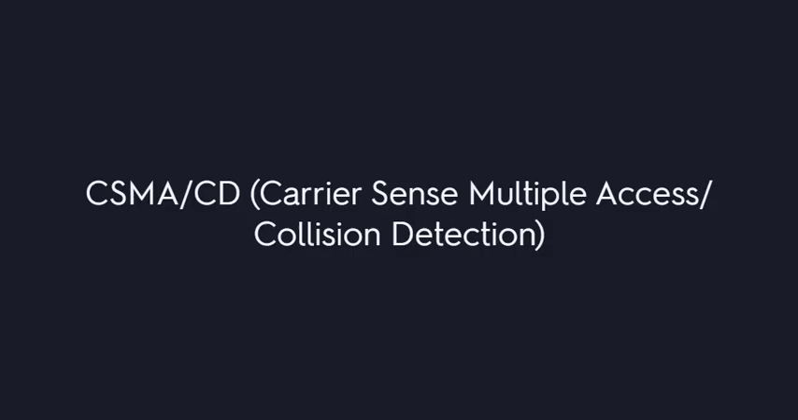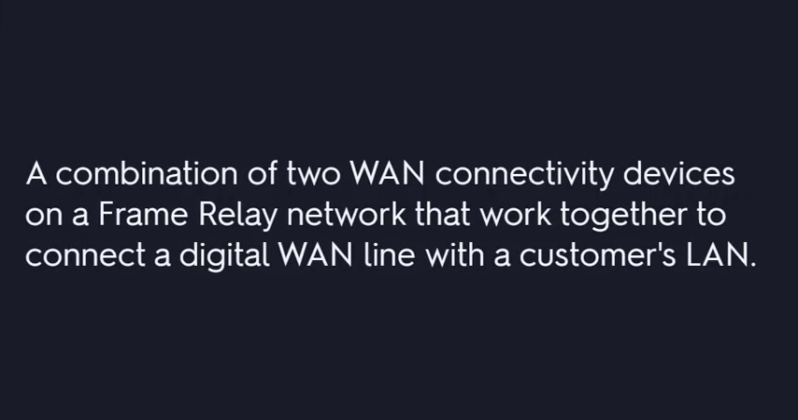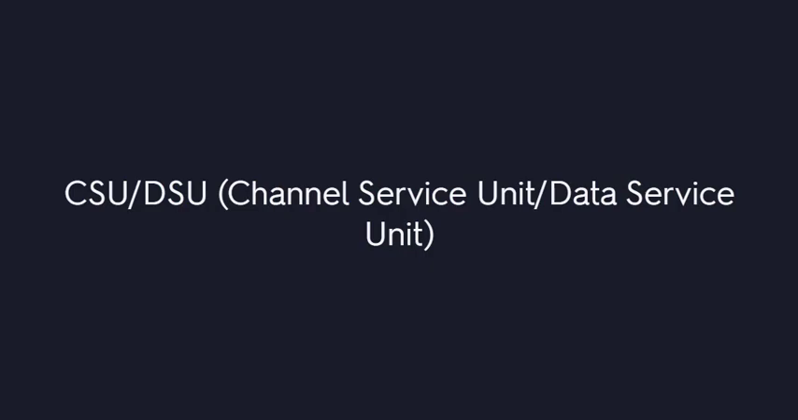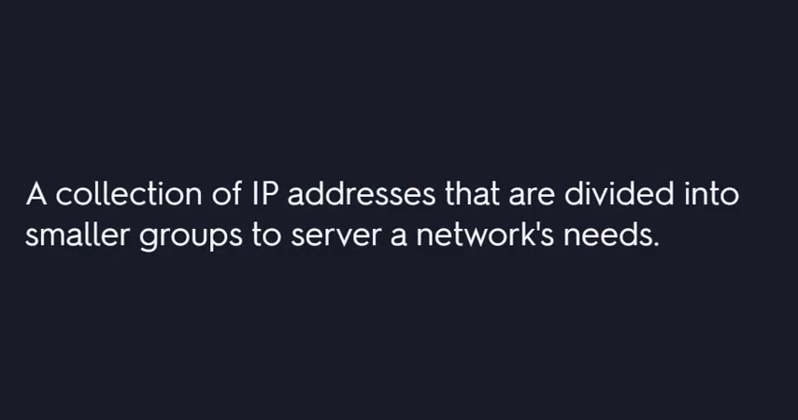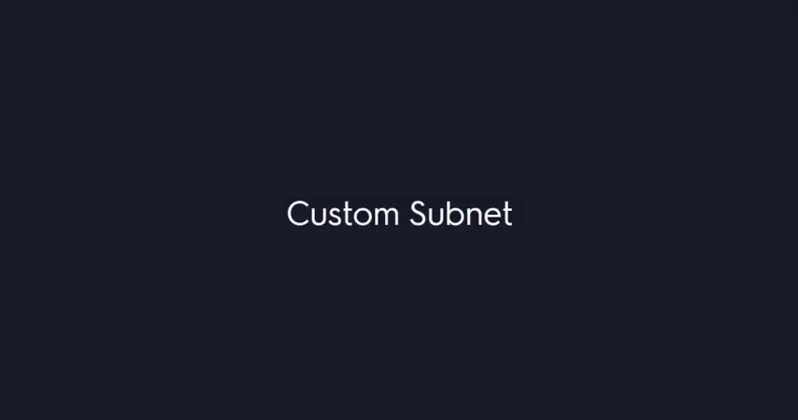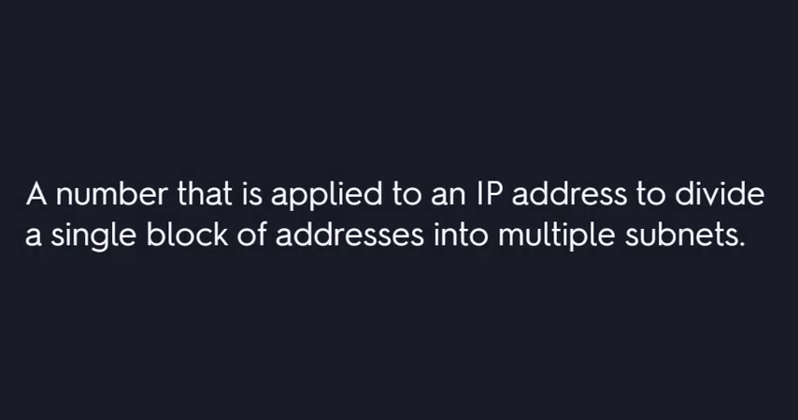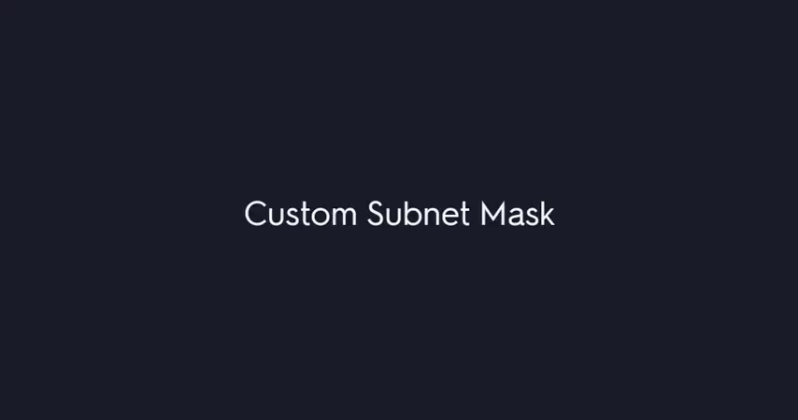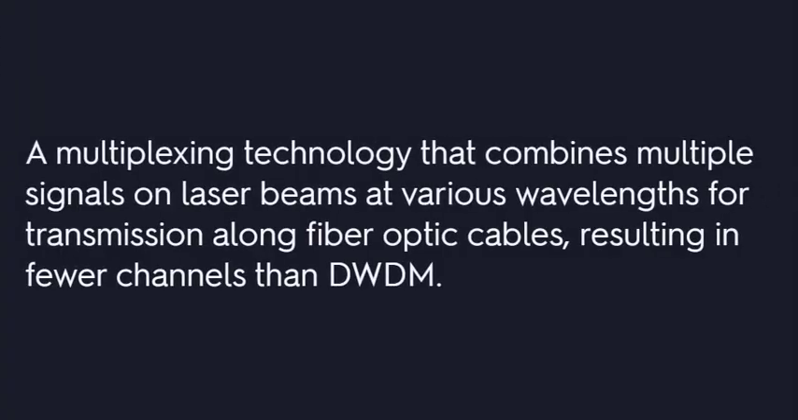CSMACD. A combination of two WAN connectivity devices on a frame relay network that work together to connect a digital WAN line with a customer's LAN. CSUDSU. A collection of IP addresses that are divided into smaller groups to serve a network's needs. Custom subnet. A number that is applied to an IP address to divide a single block of addresses into multiple subnets. Custom subnet mask. A multiplexing technology that combines multiple signals on laser beams at various wavelengths for transmission along fiber optic cables, resulting in fewer channels than DWDM.